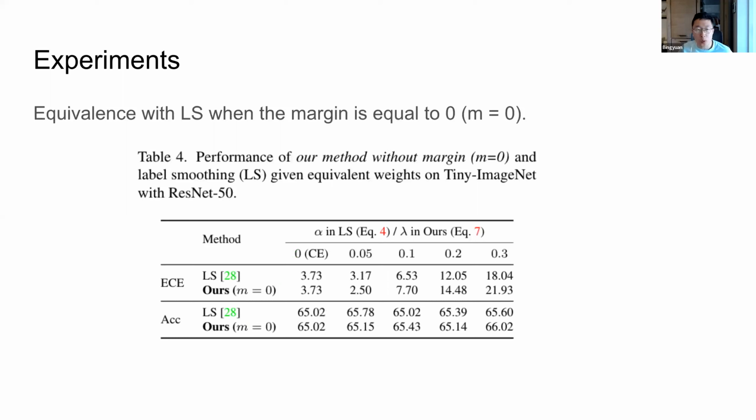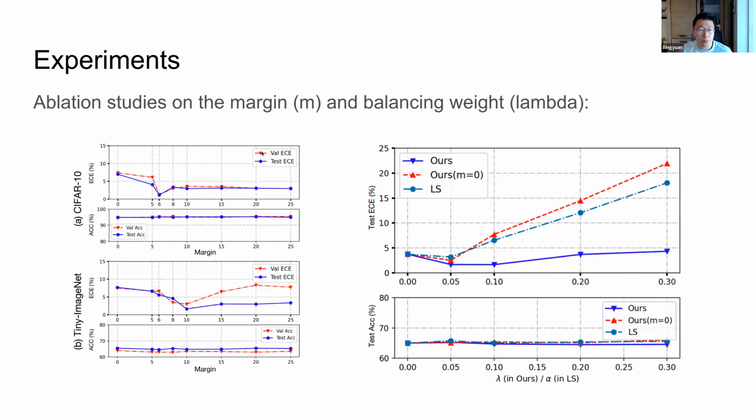In our framework, we argue that label smoothing is just a special case of our formulation when the margin is equal to 0. So here we designed an experiment to demonstrate that. We set the margin to 0 in our method, and compared it with label smoothing by varying the balancing weight of the two terms. We find that all the results are very consistent with each other, and the trend and the values are very close. This validates our perspective that label smoothing is just a special case of our method when the margin is equal to 0. Here is some ablation study on the margin and the balancing weight, and our method provides stable solutions.